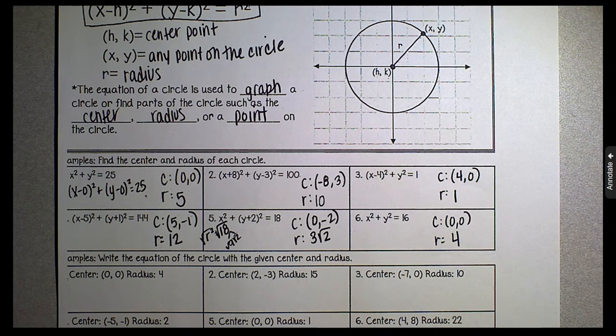So what happens is the next section is you just kind of do the same thing, just backwards. So we were given an equation and finding the center and radius. In this case, the next part, you're given the center and radius and you're going to write the equation. So nothing, once again, too crazy, just getting used to that form.